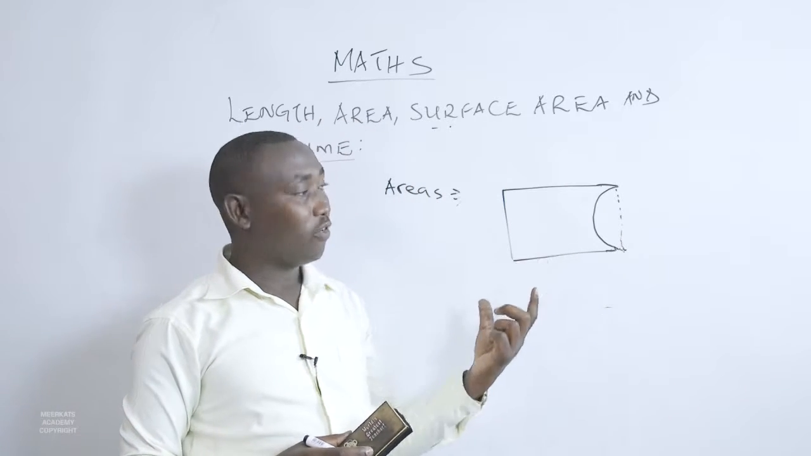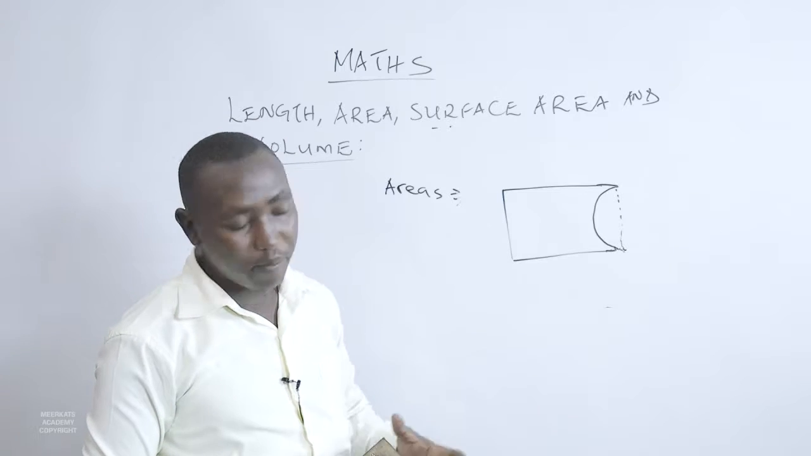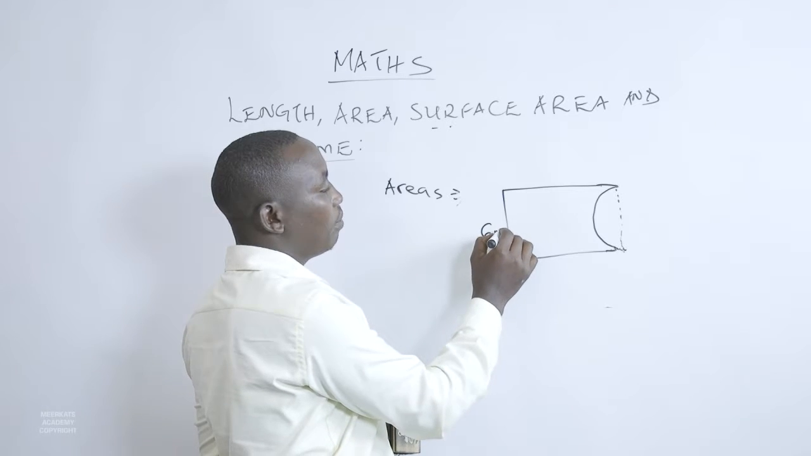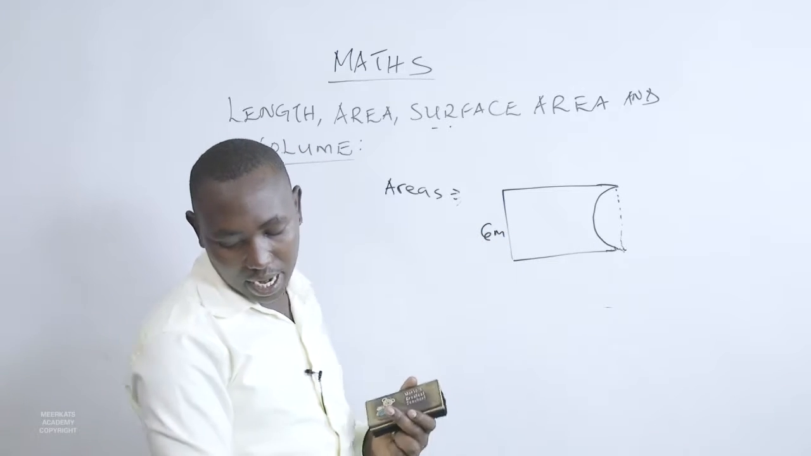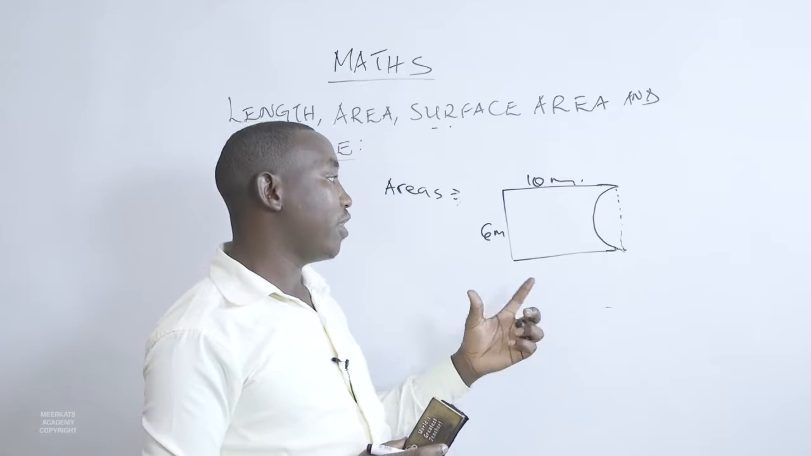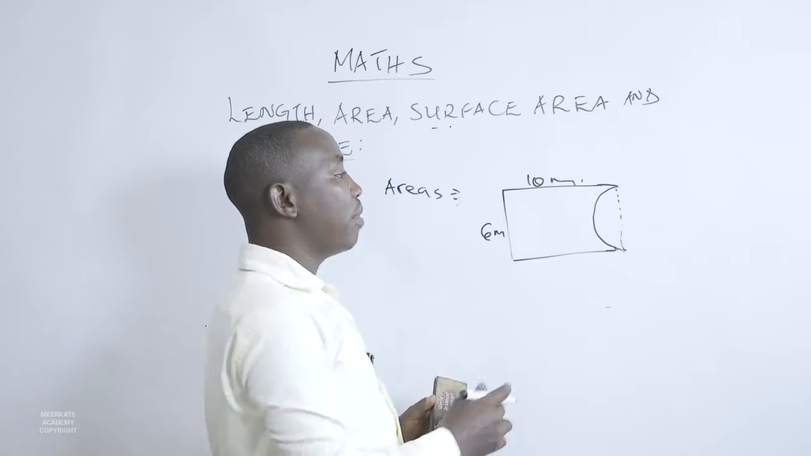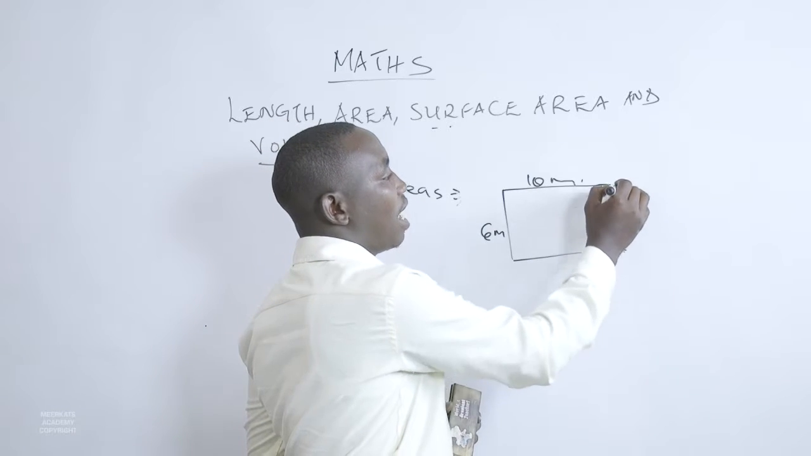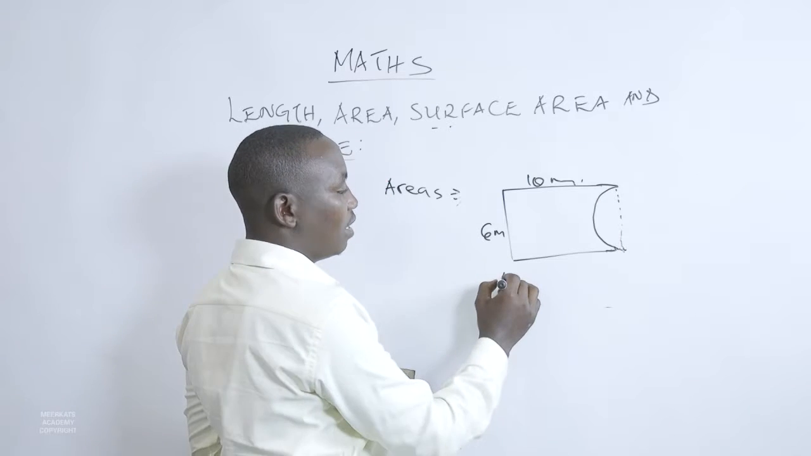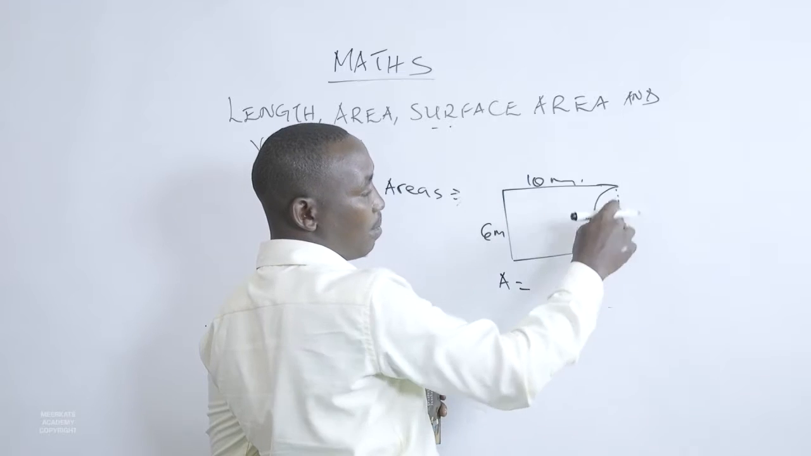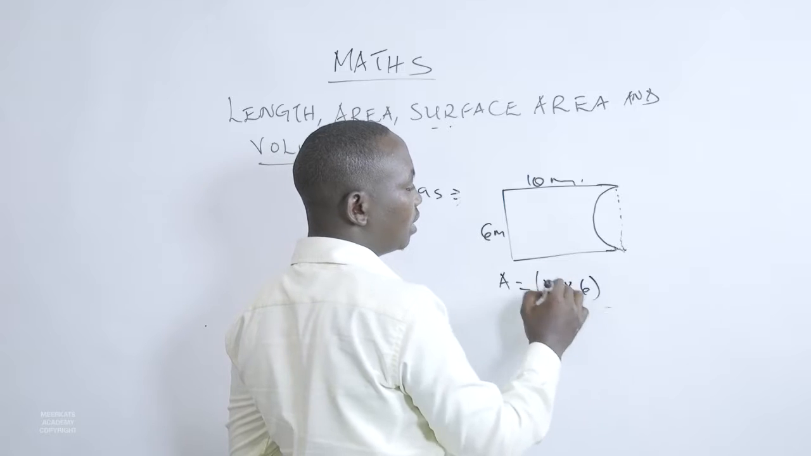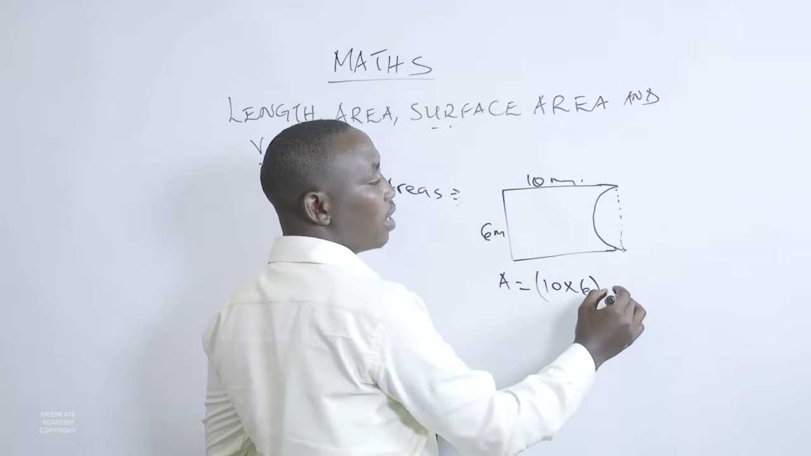So if you're asked to find the area of such a particular figure, which is a composite shape, given, let's say this is 6 meters, the longer side is 10 meters, then to find the area of this composite shape, we need first to get the area of the whole figure before subtracting a half of a circle. The area of the whole rectangle will be length times width, which will be 10 multiplied by 6, and that will be in meters squared.